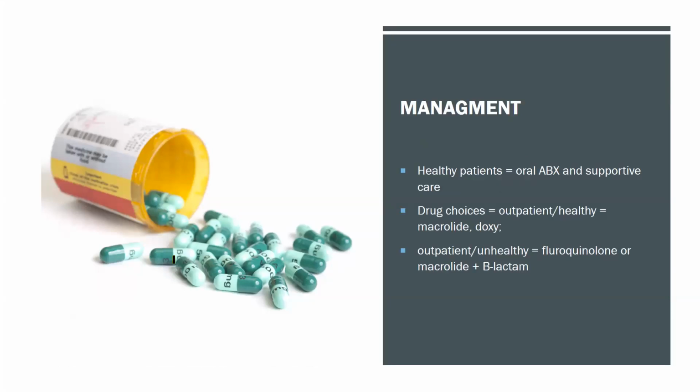All right, so how do we manage these patients? Well, the majority of them are gonna get oral antibiotics and supportive care. The choices for drug, if they're a healthy person, and this is an outpatient setting, is a macrolide or doxycycline. If they're outpatient and they're unhealthy, it's going to be a fluoroquinolone, a macrolide, or a beta-lactam. And when we go later today, we'll do some review, we'll do some questions, and I'll put a little bit more on hospital-acquired pneumonia, because I just realized that we don't have it in here. That's a pretty important topic.